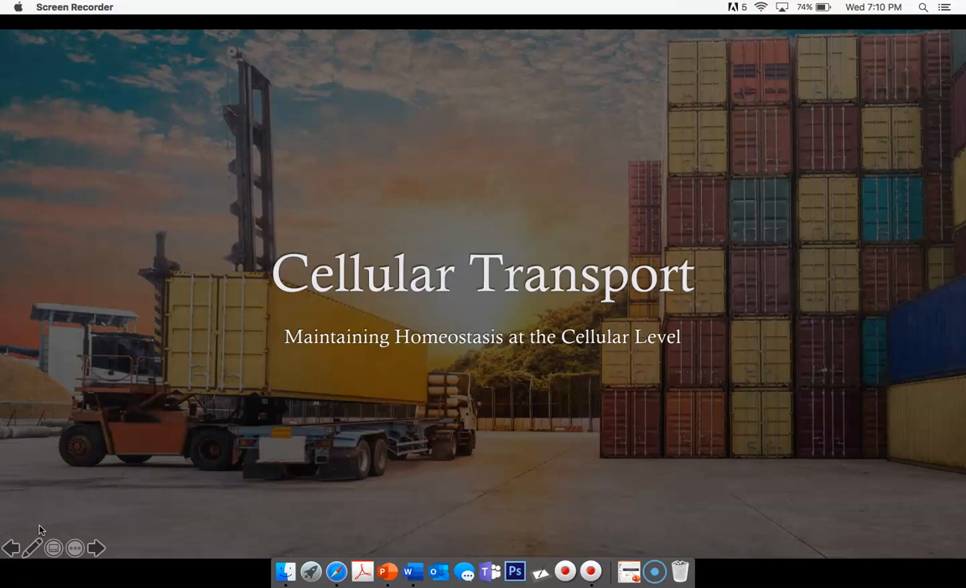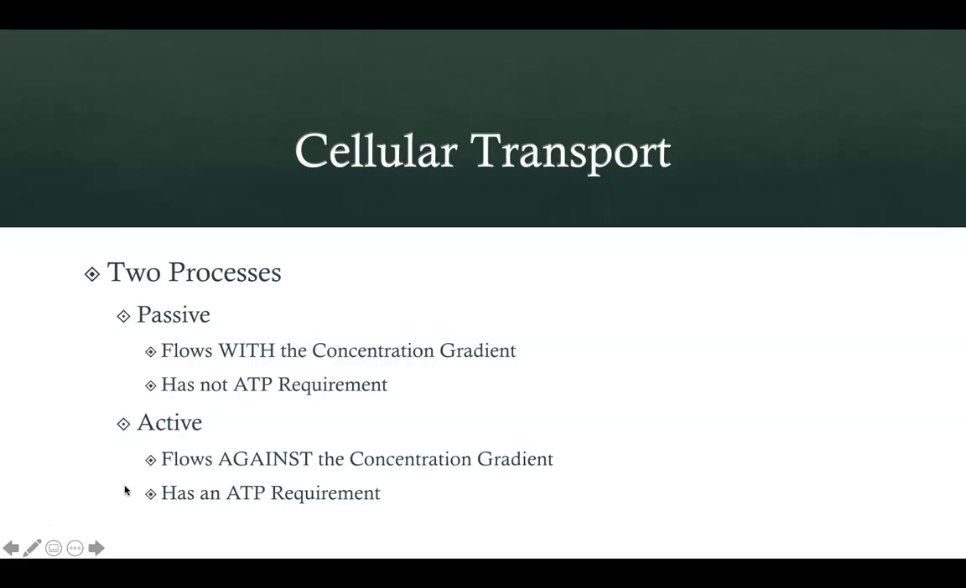Remember, last time we talked about the fact that there are two different types of cellular transport, and those two types are active transport and passive transport. The difference between the two is the way the particles actually move across the membrane. In passive transport, particles are going to move with the flow. It goes with what we call the concentration gradient, from an area of high concentration to an area of low concentration. And because the particles are going with the flow, with the natural order of things, it does not have an ATP requirement. That cell is not required to use any of its own energy.